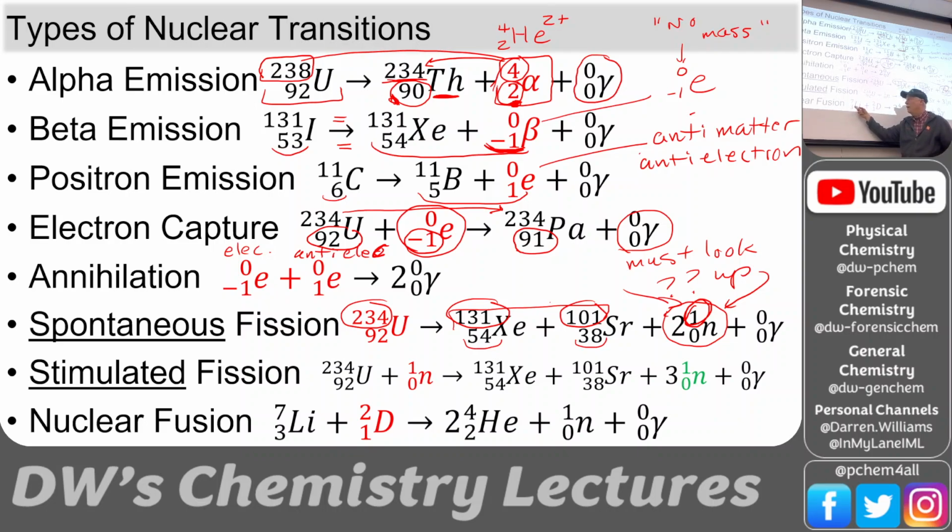So here we've got lithium-7 and deuterium coming together to make 2 helium nuclei, and those protons balance: 3 plus 1 is 2 plus 2. The nucleons almost balance. 7 and 2 is 9. Here we have 8, and so it produces a neutron. And then the neutron can be used to do stimulated fission. So fission and fusion always go together. We can't get fusion without fission.